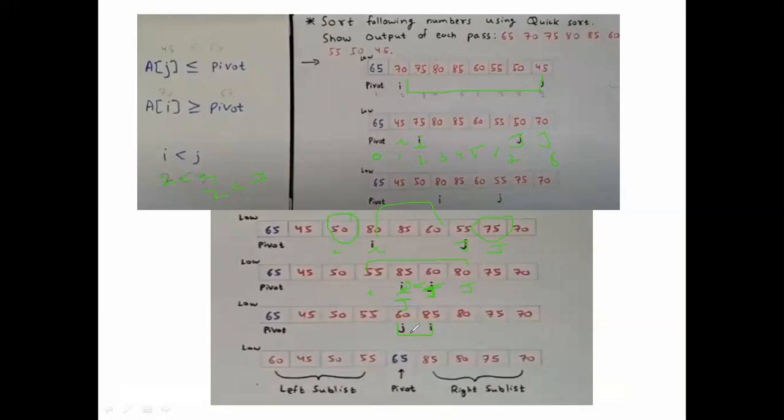So now check the condition here. Indexes are 0, 1, 2, 3, 4, 5, 6, 7, 8. You just remember that you have to check the index values only. Here the i index is 5 and the j index is 4. So the condition is false. Whenever the condition is false, then swap a of j with the pivot element.